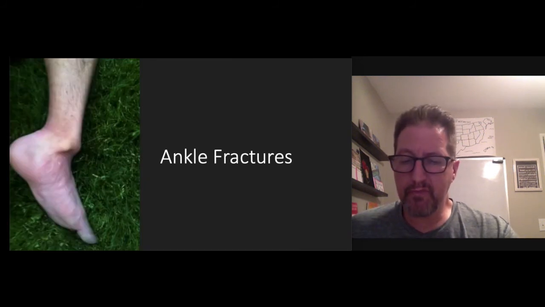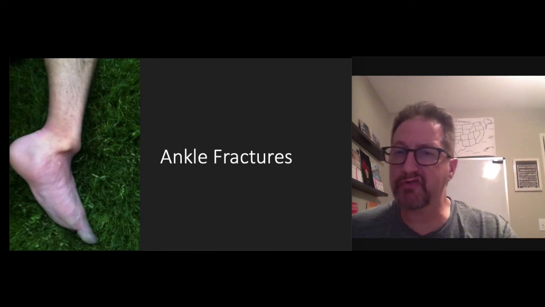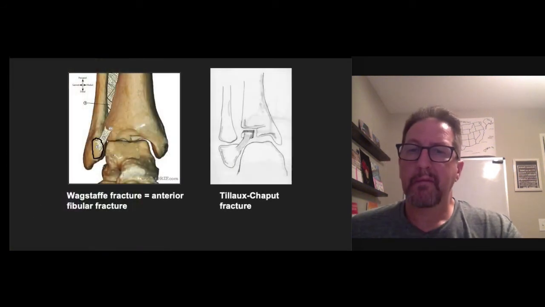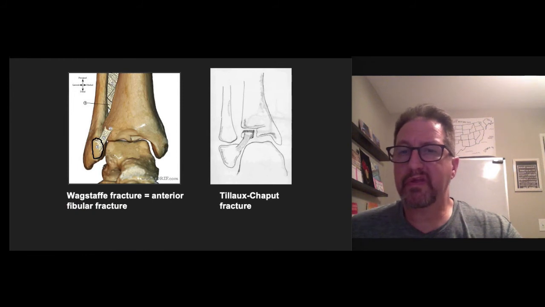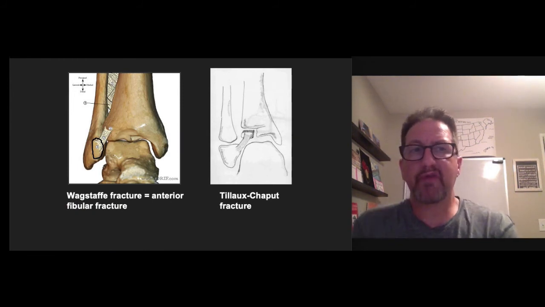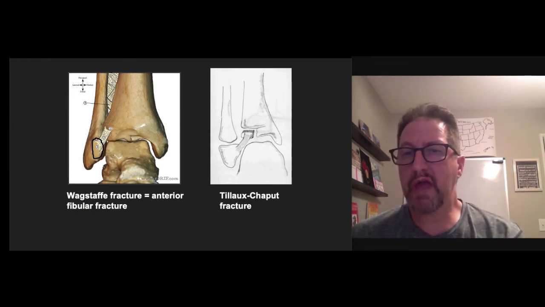Okay, let's move on to ankle fractures now. Never want to have that. That's a posterior ankle dislocation. So a couple of things real quickly. When we're talking about fractures, you can have avulsions of pieces of bone, or you can have ruptures of ligaments when you're talking about these fractures.